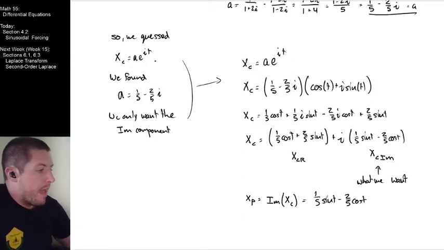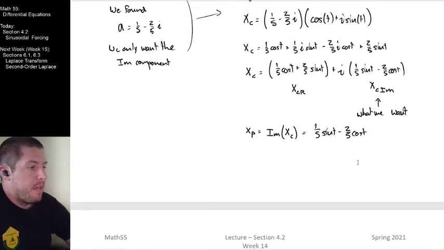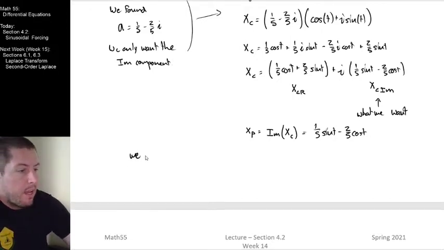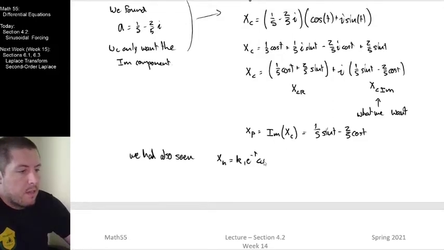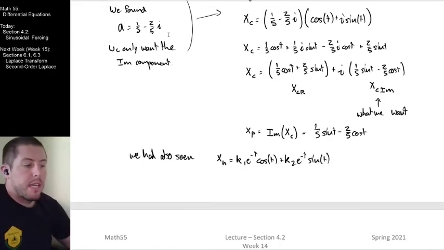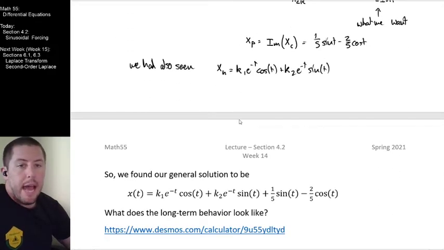And so now that we have our x sub p, we had also seen that x sub h was our, what was it, e to the negative t cosine t. Oh, wait, there's some k's in there, isn't there? I think it was all just coefficients of 1, though, right? I think we got a k1 e to the negative t cosine t plus k2 e to the negative t sine t. And now that we have our particular and our homogeneous solutions, we can add those two guys together.